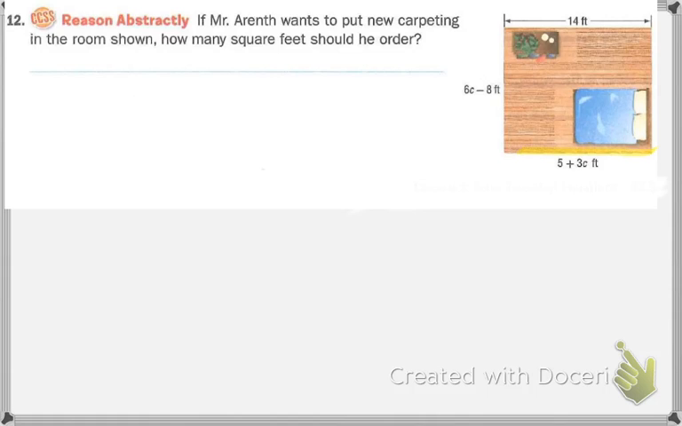The length is 5 plus 3C, but we're also told up here the length is 14 feet. So that gives us an equation. That tells us that 5 plus 3C equals 14. That now tells us, look, we have an equation. We can solve for C.